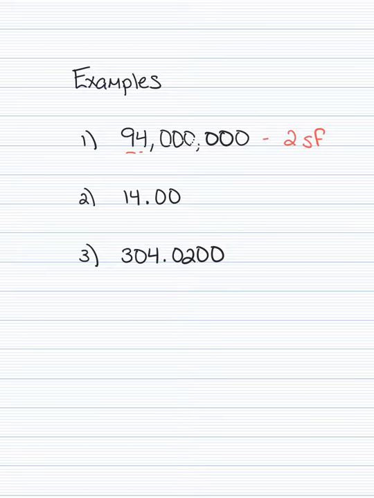In number 2, 14.00, you should have 4 significant figures. All the numbers are significant. The trailing zeros are significant. In number 3, 304.0200, every number would be significant, so you would have 7 significant figures.